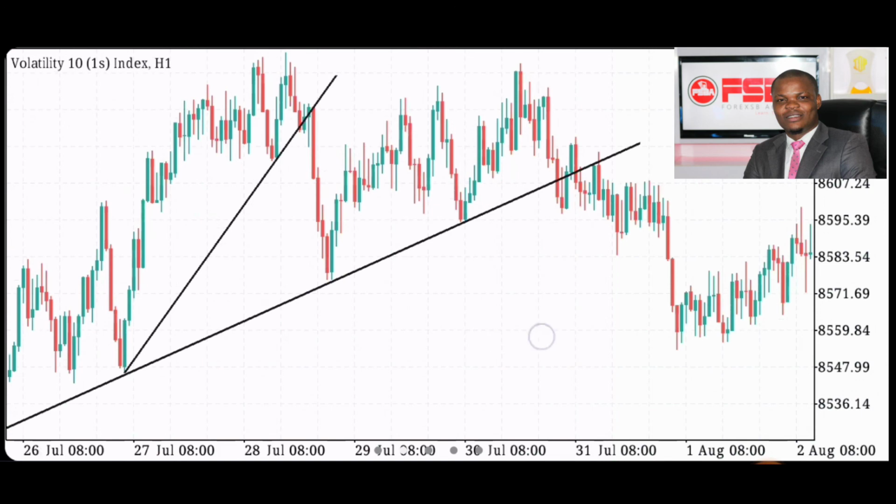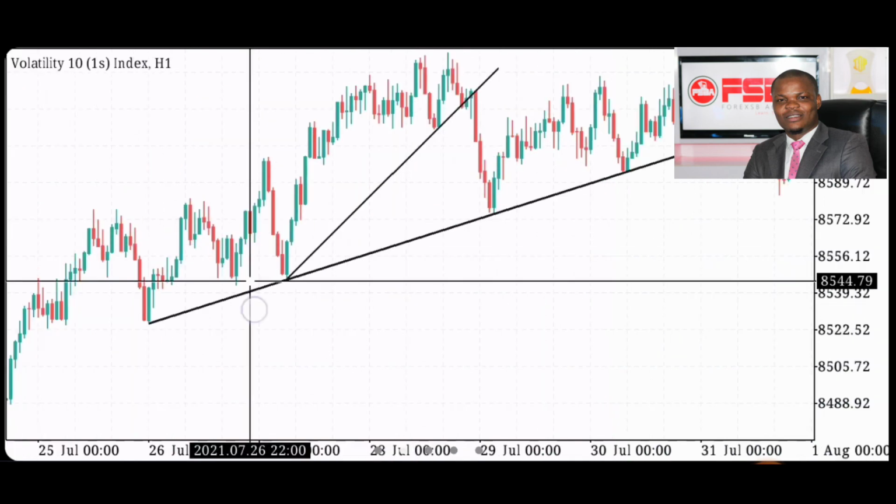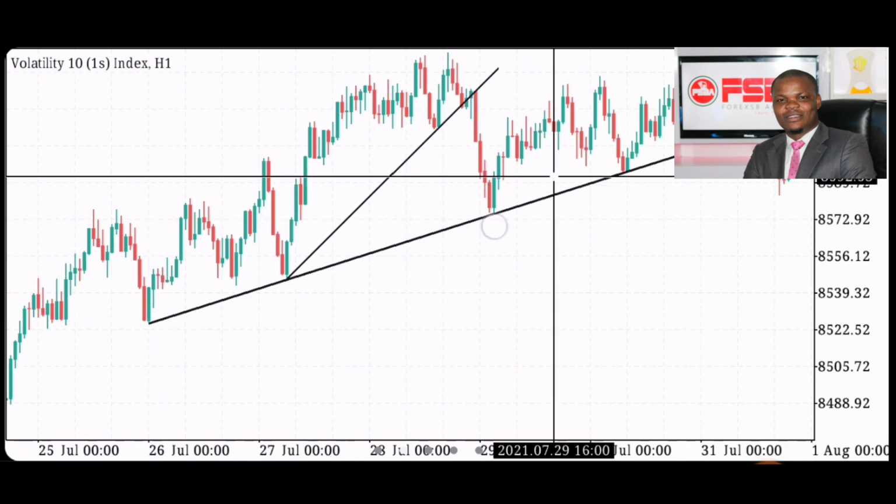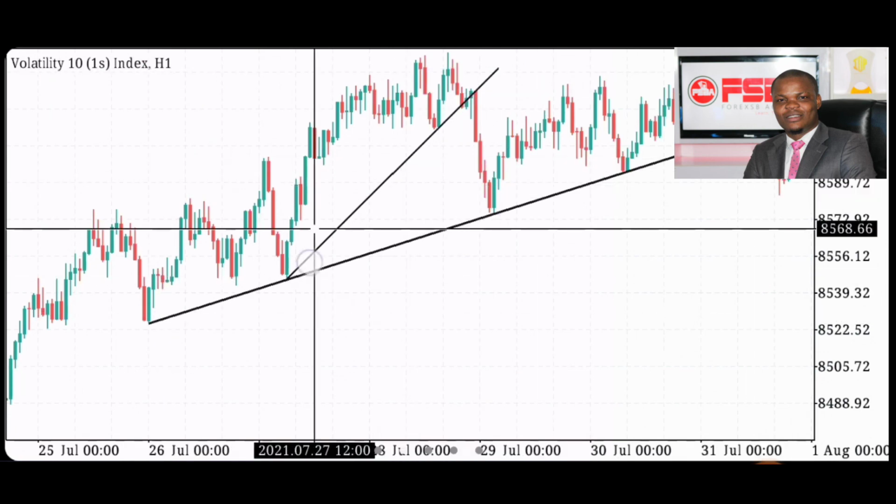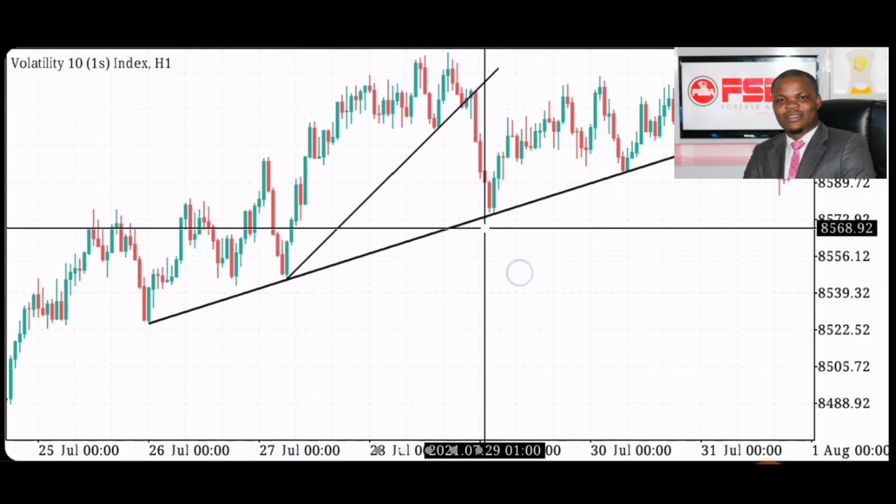Right? Wait for a candlestick to break below the trend line for you to place your sell. Then you make your money. We have the low, the first point, the second point. Then you can see how the market broke down.